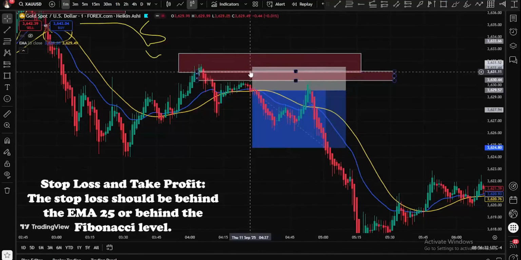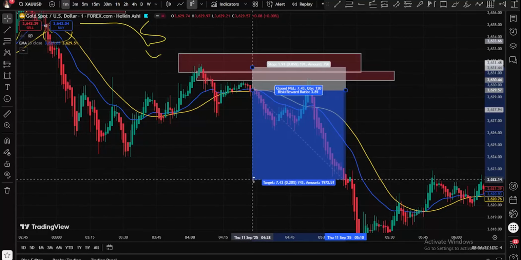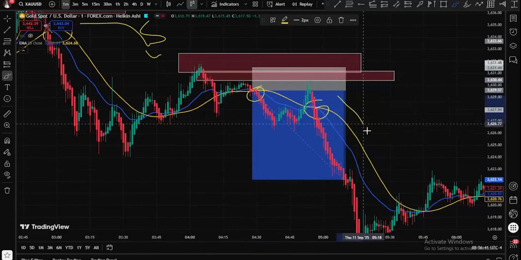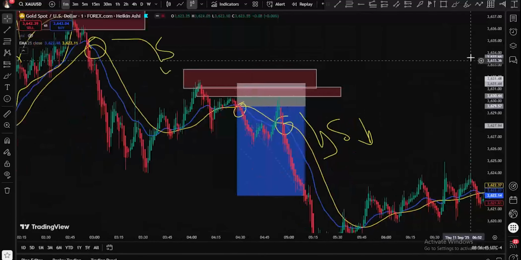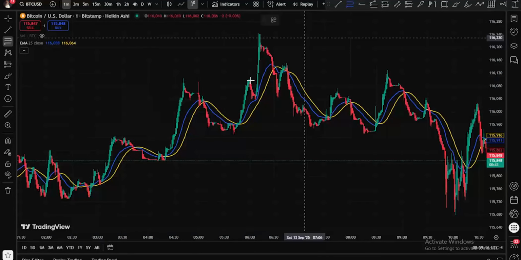4. Stop loss and take profit. The stop loss should be behind the EMA 25 or behind the Fibonacci level. The take profit is usually set with a risk-to-reward ratio of 1-2 or 1-3. Practical example. Let's look at a practical example together.